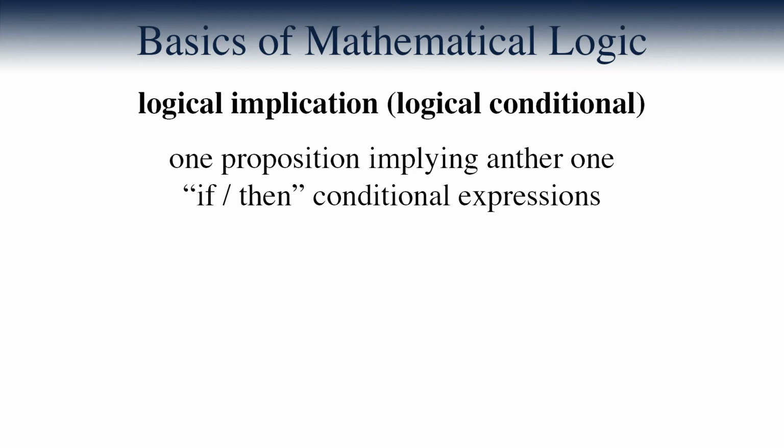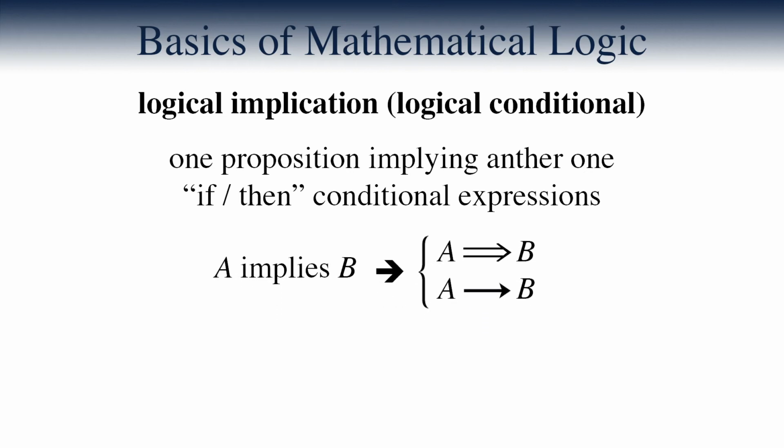In other words, you assume that a statement is true, and then based on that assumption, you make a true conclusion. There are two most common symbols for logical implication, as you can see. We read it, A implies B. Whenever you see it in the reverse direction, it reads, A implied by B, which is the same as B implies A.